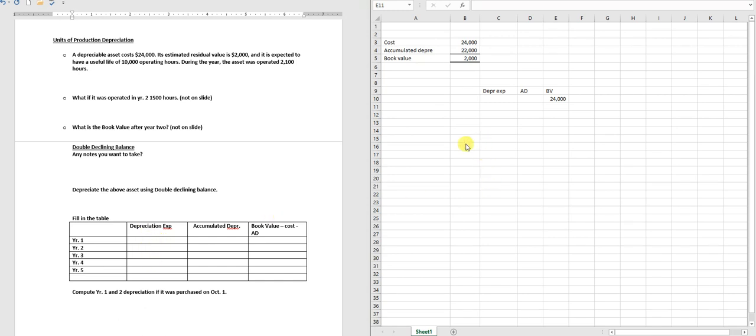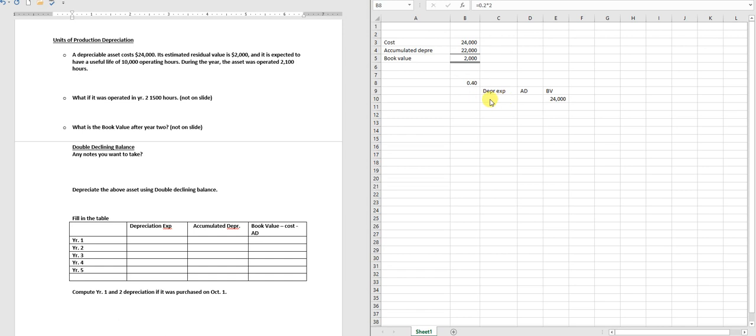So double declining balance is twice the straight line rate. So the first thing I need to do is figure out the straight line rate. So my straight line rate is 1 divided by the life, in this case 5. So 1 divided by 5 is 20% times 2. So I'm going to get 40% as my depreciation rate.